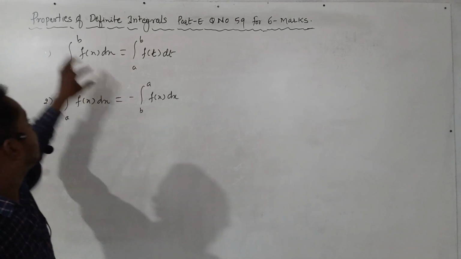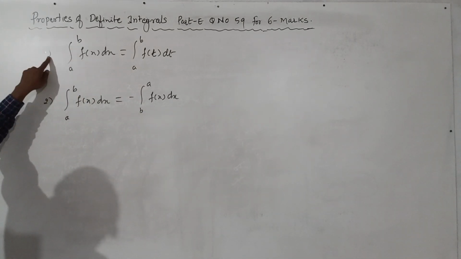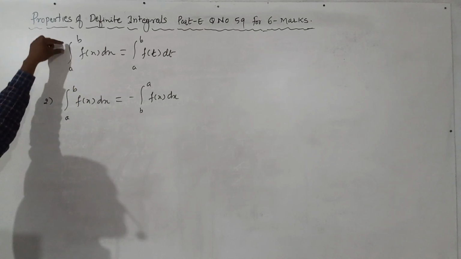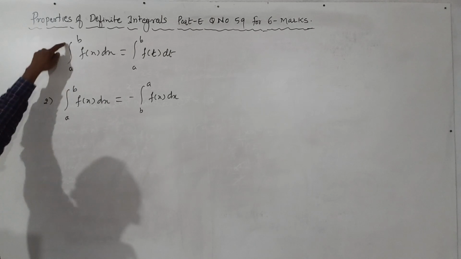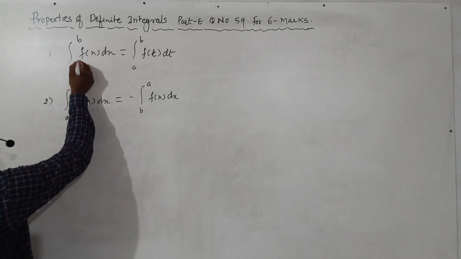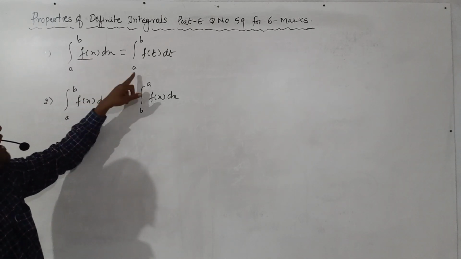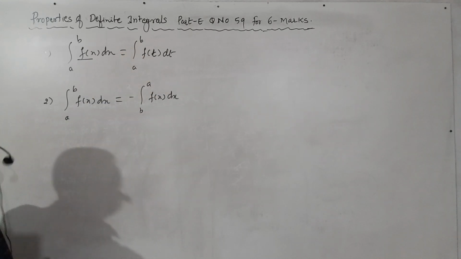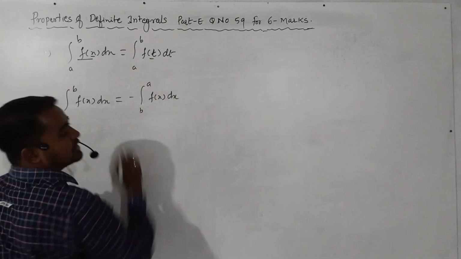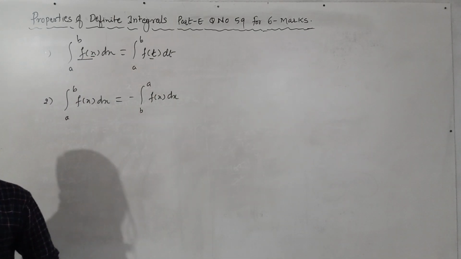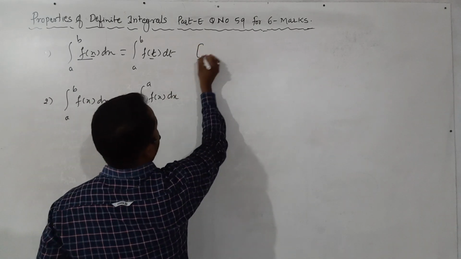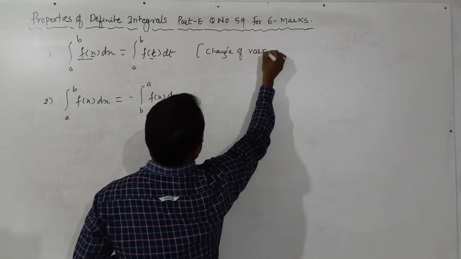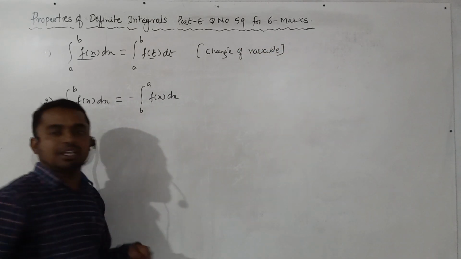See here, the first property: integration of a to b f of x dx. Here a is the lower limit, b is the upper limit, and f of x is the function. This is equal to integration of a to b f of t dt. See what is changing here: x is changing to t. So this property is called change of variable. This property we use to prove the remaining properties.